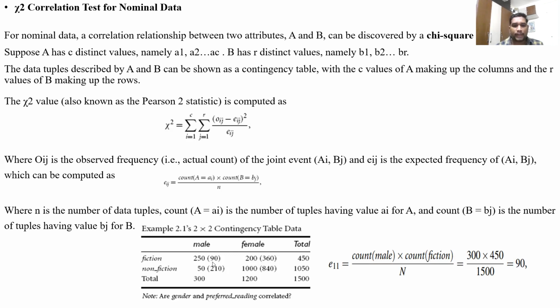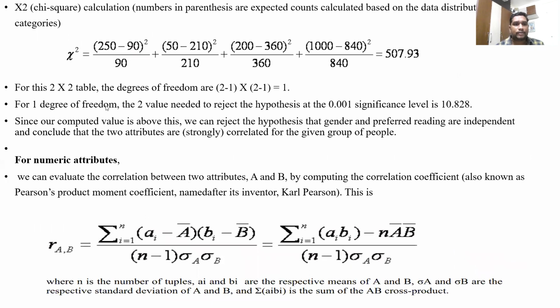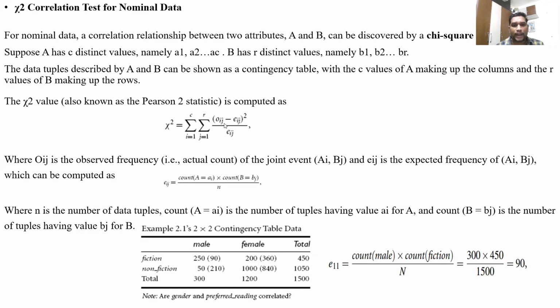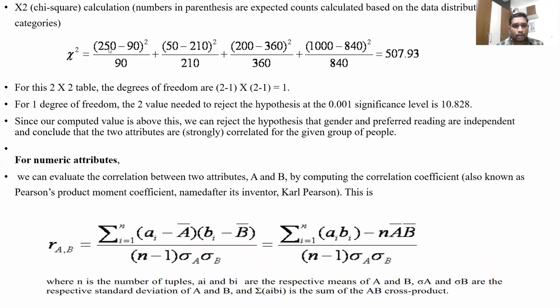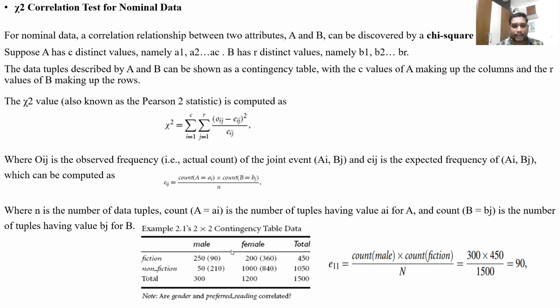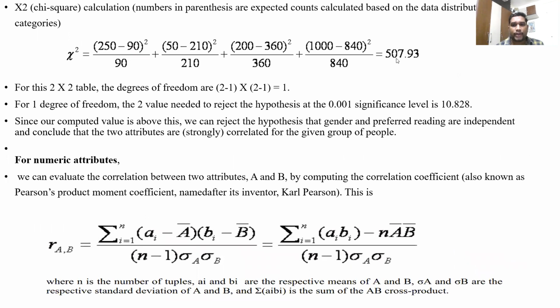When you have all the observed values and all the expected values, now you have to calculate chi-square. Chi-square means Oij, 250, minus Eij, 90, whole square, divided by the expected value 90. Next, we calculate 200 minus 360 whole square divided by Eij, 360. Summing these, you get 507.93.